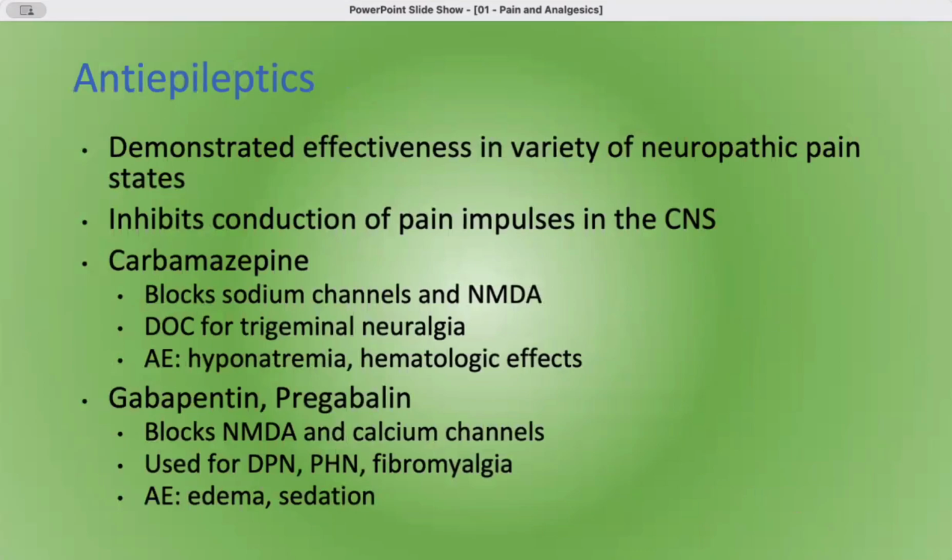So here are the anti-epileptics. The ones that are great for neuropathic pain: gabapentin, pregabalin, work through NMDA and calcium channels. We talked about that with seizure drugs last semester. Carbamazepine also has a role by blocking sodium and NMDA. So you'll see carbamazepine for the trigeminal neuralgia. It's a drug of choice for that. Gabapentin, pregabalin is great for diabetic neuropathy, postherpetic neuropathy, and fibromyalgia syndrome.